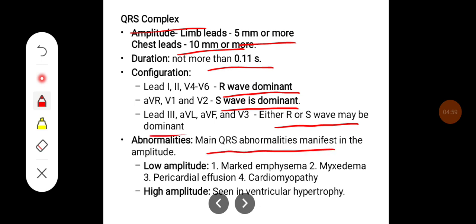The main QRS abnormalities manifest in the amplitude. Low amplitude can be seen in marked emphysema, myxedema, pericardial effusion, or cardiomyopathy, whereas high amplitude is seen in ventricular hypertrophy.